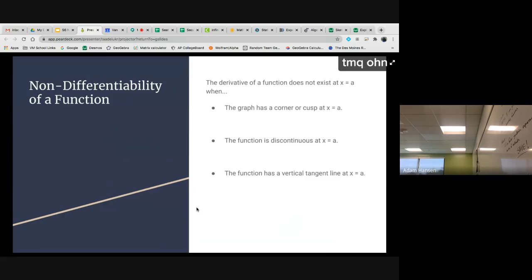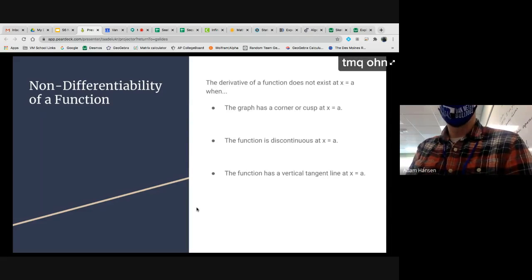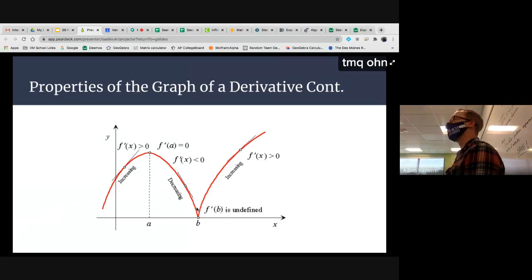There are 3 reasons why the derivative would fail to exist. The derivative of a function, the slope of a graph of a function, does not exist at x equals a when any of these 3 things are true. The function has no derivative when the graph has a corner point or a cusp, kind of like this part right here. At x equals b, there's a corner point. The derivative or the slope of the graph changes so dramatically that we can't define the derivative at that point.